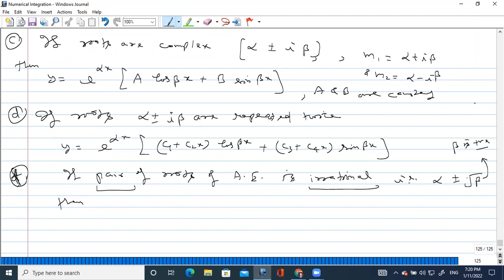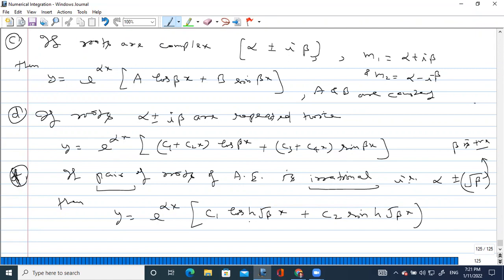Otherwise it will become imaginary, and that will become the complex case that I am not discussing here. This is positive, so that's why positive and irrational, it will become total irrational. So then y will be e to the power alpha x (c1 cosh(√beta x) plus c2 sinh(√beta x)). This under root beta as such I will take, but the answer will be in cos hyperbolic. If it is imaginary, then it will become just normal cos beta x.